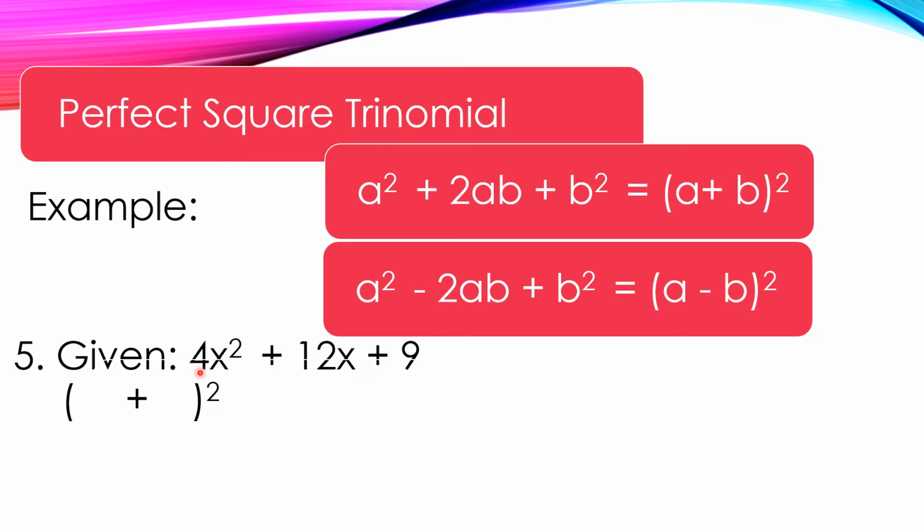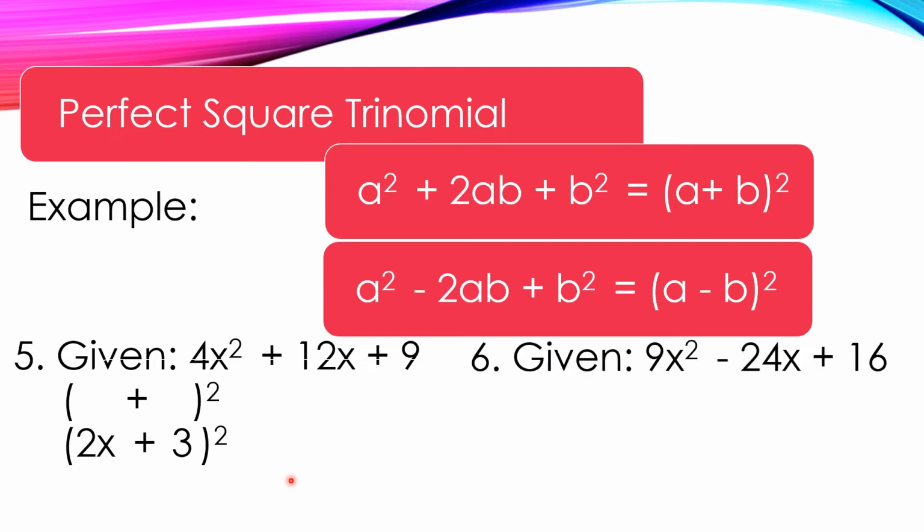Then get the square root of 4x squared, that is positive 2x. And the square root of the last term, 9, that is 3. Hence, the factor of the given polynomial is the quantity of 2x plus 3 squared, or it can be expanded as the quantity of 2x plus 3 times the quantity of 2x plus 3.